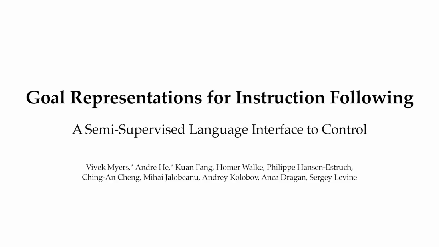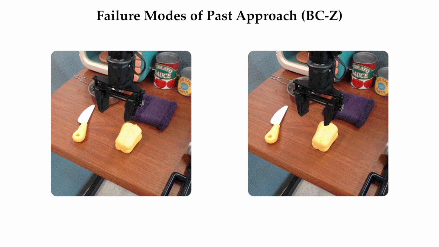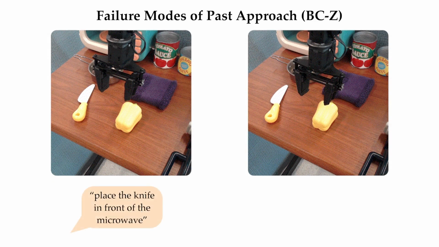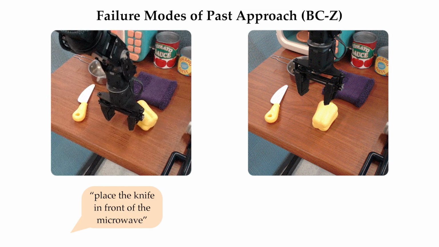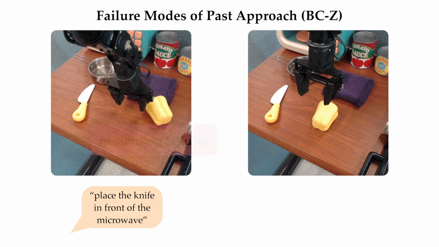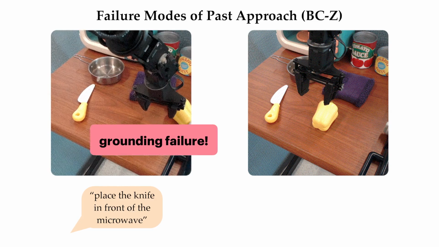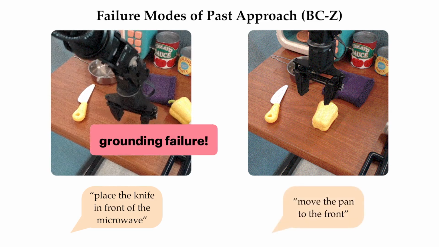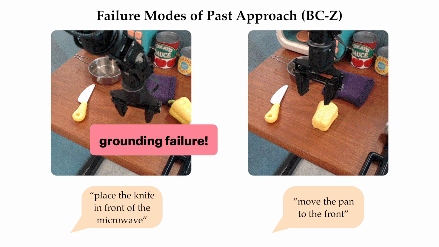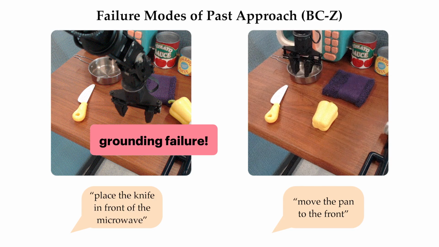In this video, we present goal representations for instruction following. Past work on learning instruction following policies has struggled to succeed in real-world robot settings. On the left, the BCZ baseline fails to correctly ground its instruction as it moves to the wrong target. On the right, the baseline fails to robustly generalize a manipulation skill to a new instruction.